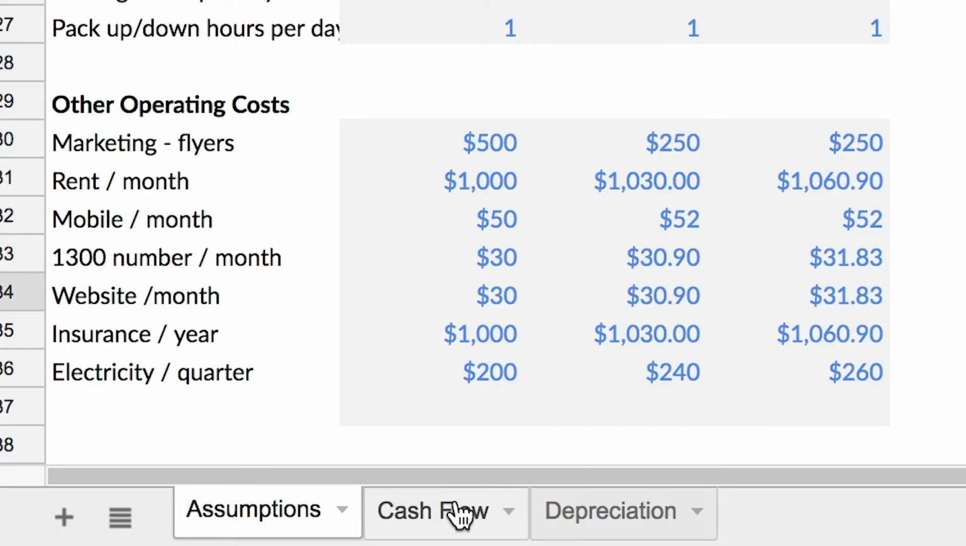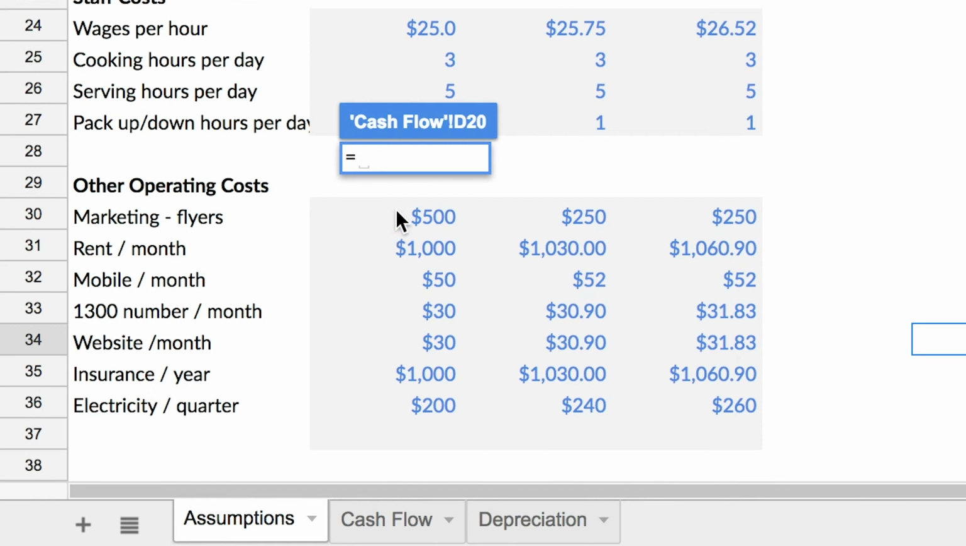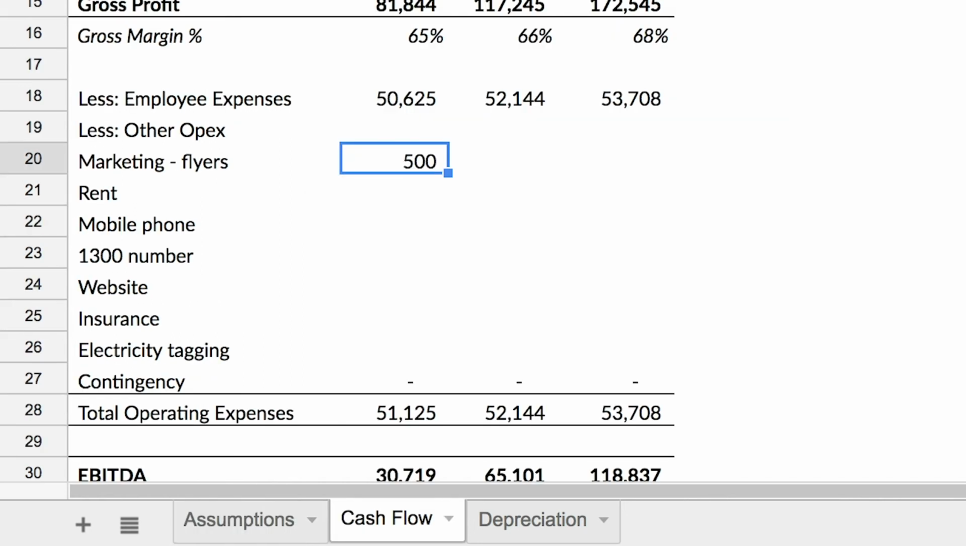Let's go back and see how it all translates in our cash flow. Okay, so let's think about marketing. We've put $500 worth of flyers in year 1, so that's an annual figure, so happy pulling that over. And we can just copy that formula over. It just pulls the cell immediately to the right of the previous.